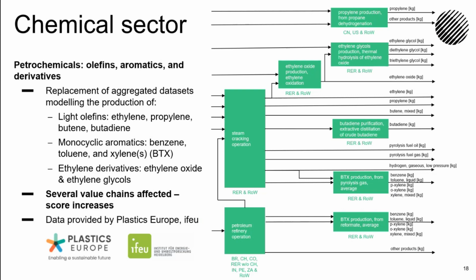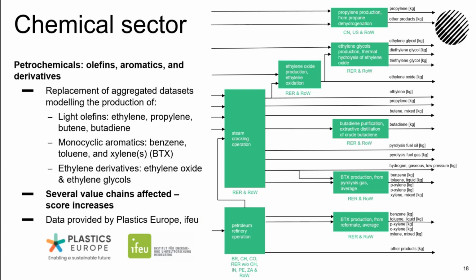In previous versions of the database, the production of these products was modeled with old aggregated lifecycle inventory datasets, which meant that those datasets were, for example, not connected to the oil and gas supply chain that is modeled in ecoinvent. This has changed for version 310.